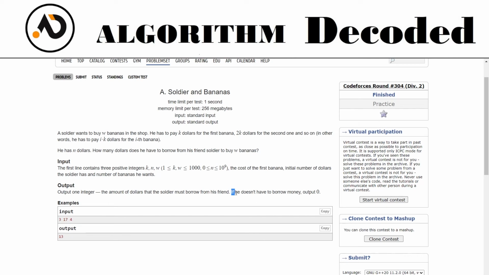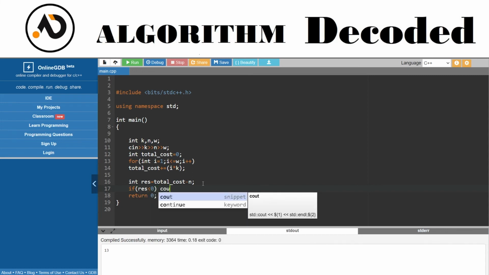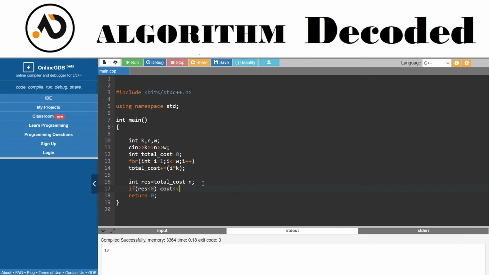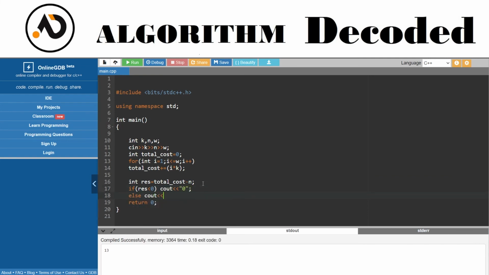Okay, so there is also a case: if he doesn't have to borrow money, output 0. So there can be a case when this would become negative. So result equals this, and if result is less than 0, just output 0, else just print the result.